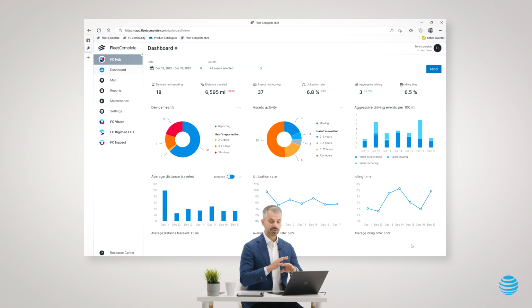Let's jump in. When you log into FC Hub, you get into the dashboard. This dashboard gives you an overview of your entire fleet at a glance, giving you insightful information, making it easy for you to understand what's going on with your fleet right now.